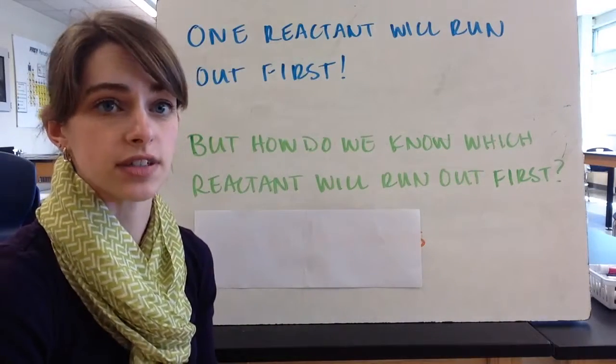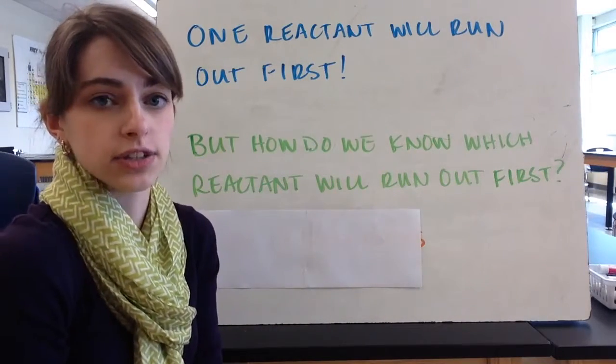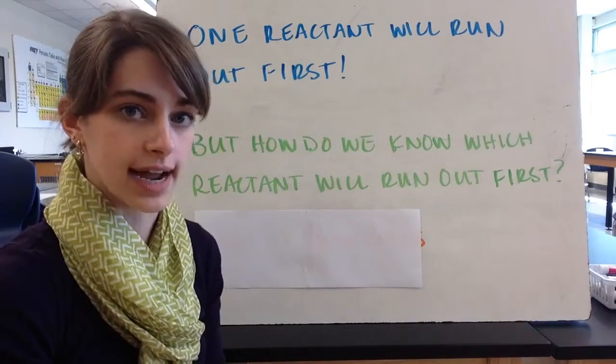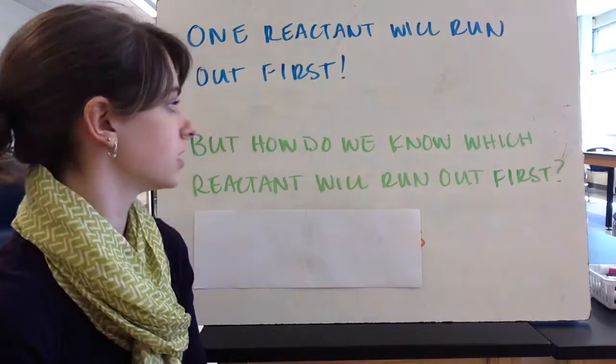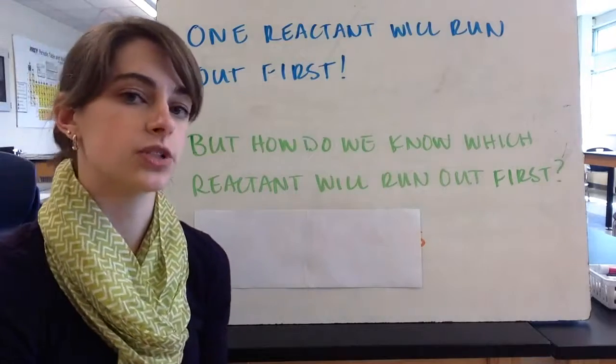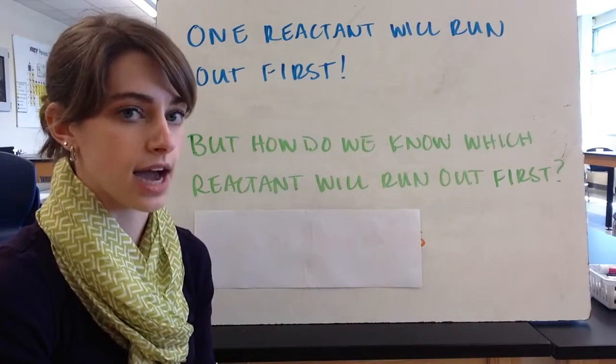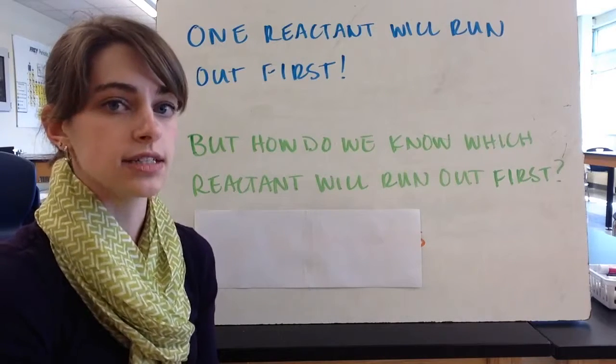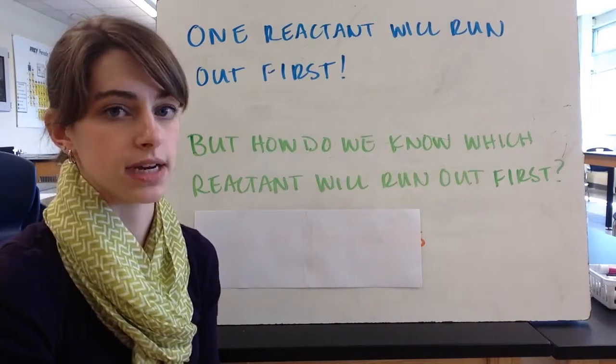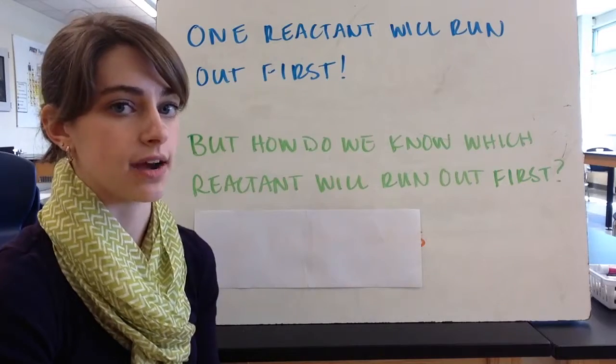It's a pretty simple answer. Really, one reactant will run out first. We're going to use up all of one reactant and we'll have leftovers of another. The question is, how do we know which reactant is going to run out first? It's not necessarily the one with the highest number of moles. See if your group can come up with what else might determine which reactant is going to run out first.